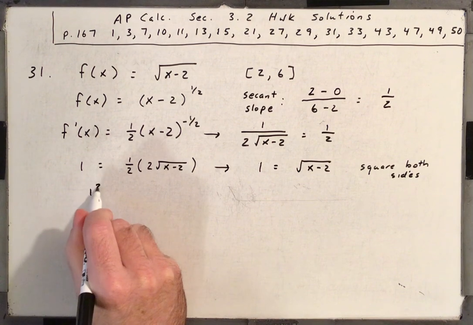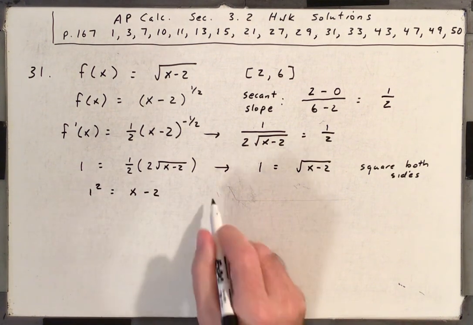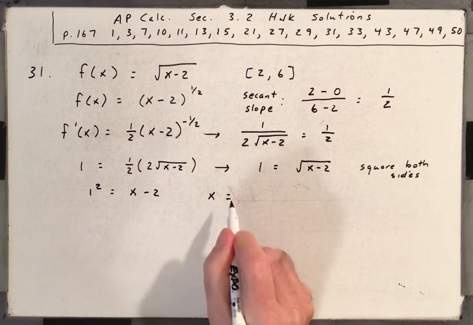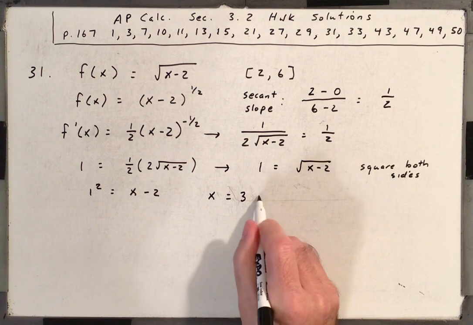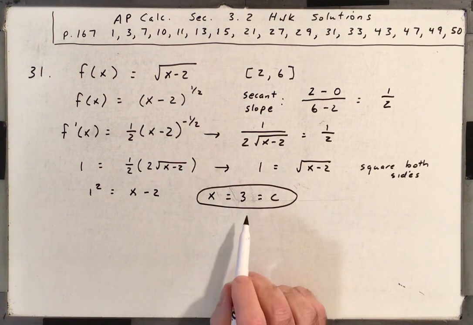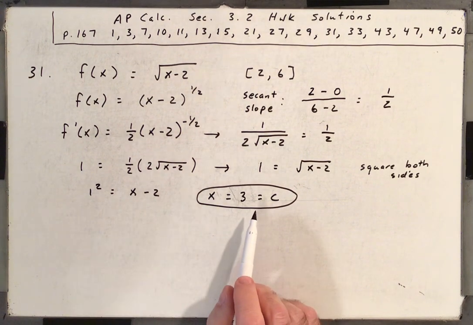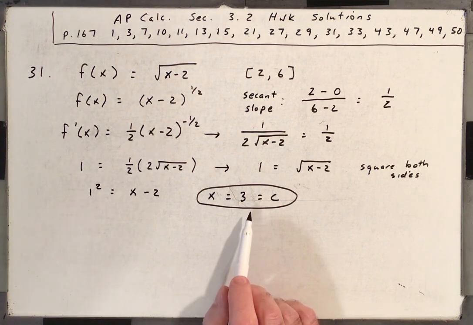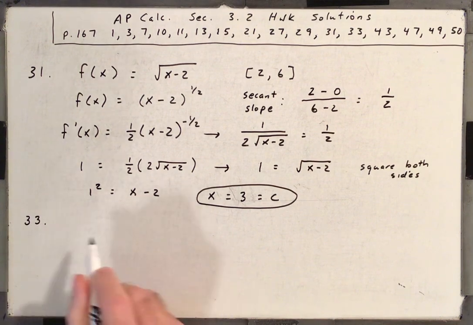So we'd have 1 squared, which is just 1, is equal to x minus 2. So x is equal to 3. And that is our value c, where the slope of the secant line, the average value, is equal to the slope of the tangent line. All right, number 33. Hope I can fit this in here.